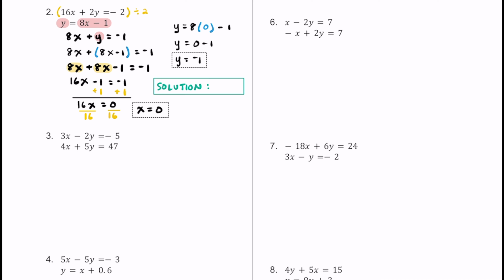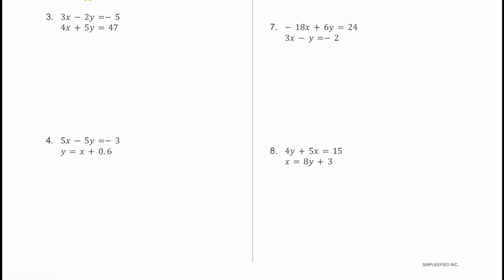So we have x and we have y now, so we know our solution is going to be at (0, negative 1). That would be the location where these two linear equations intersect each other on the coordinate plane. Alright, cool. So in number 1 we used elimination, and in number 2 we used substitution. Let's check out number 3 now.